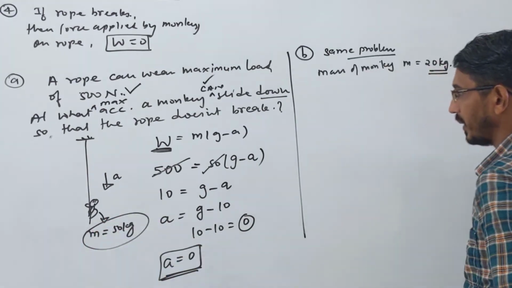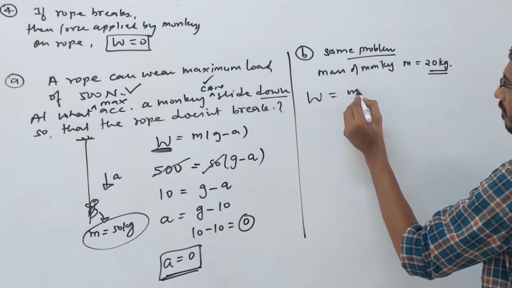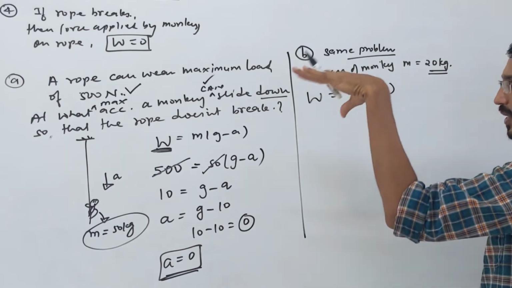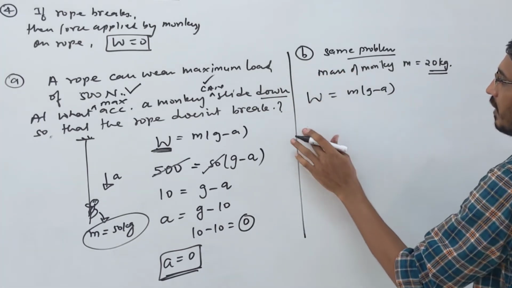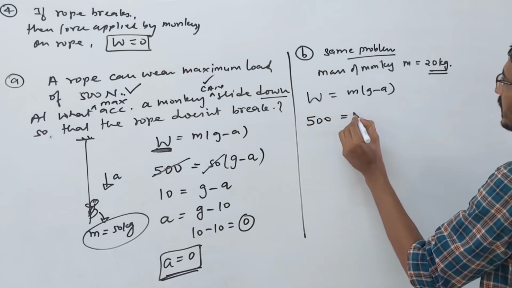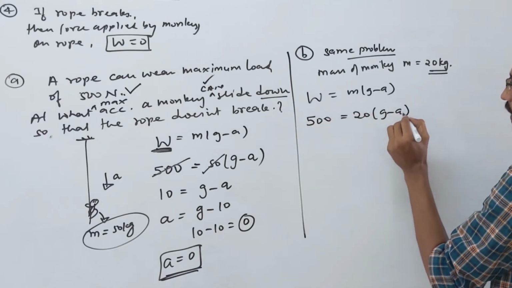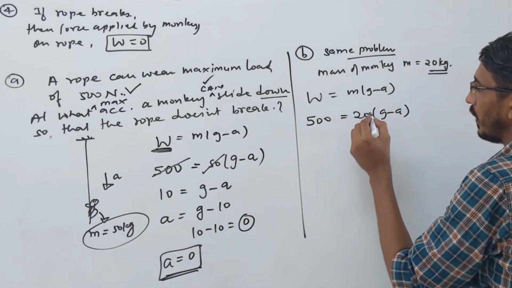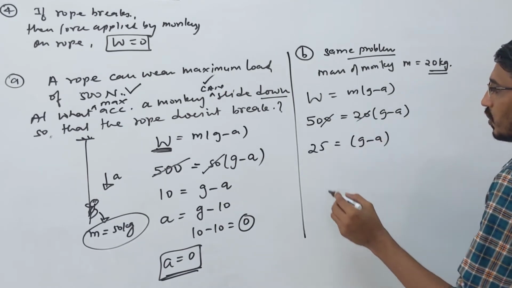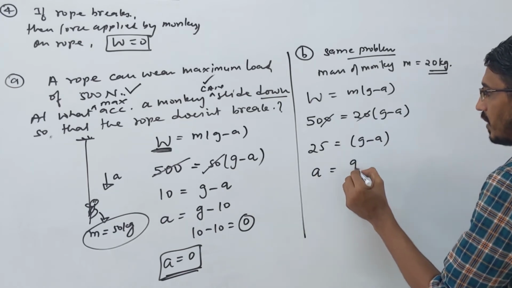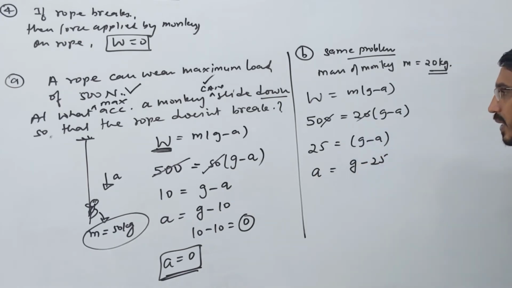that's all. So the weight will again be m(g minus a), because it is accelerating downward. The maximum load it can bear is given as 500. The mass is 20, times g minus a. So when you divide this, you get 25 equals g minus a. So a is equal to g minus 25.